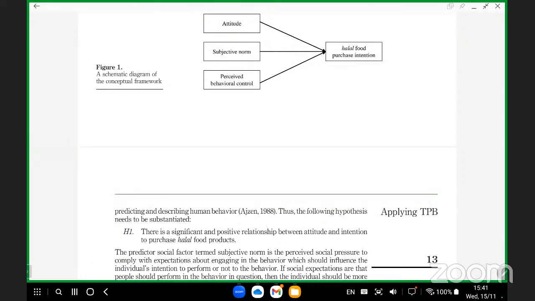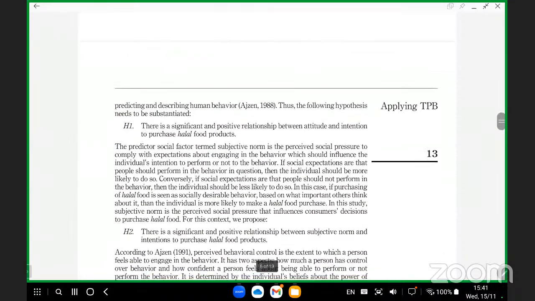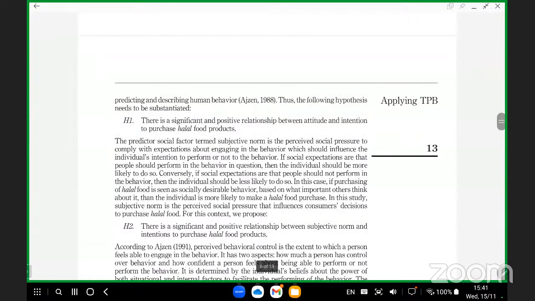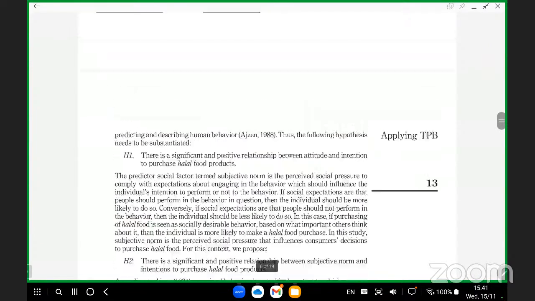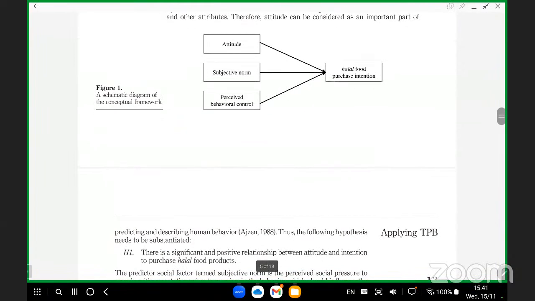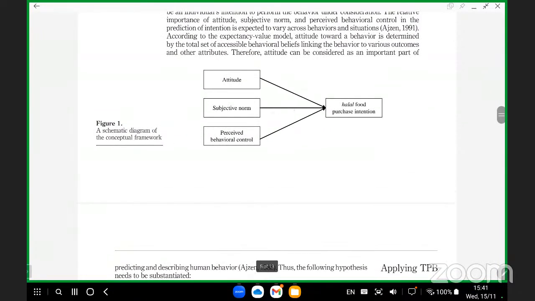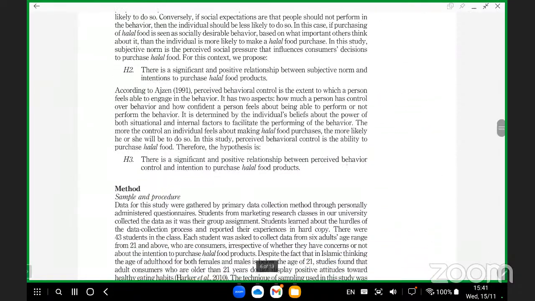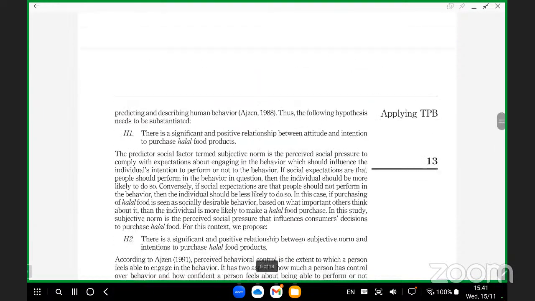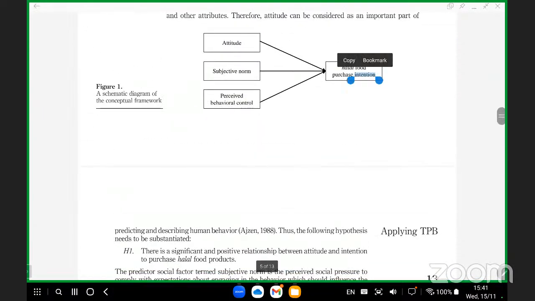Okay. Jadi hipotesis keduanya, there is a significant and positive relationship between subjective norm and intention to purchase halal food product. See, di sini kan, di subjective norm ini, kan nampak anak panahnya ke halal food product juga, ada intention juga, okay. And then hipotesis ketiga, there is a significant and positive relationship between perceived behavior control dan intention to purchase halal food product. Nampak kan yang ketiga? So itu dia. Itu macam mana membentuknya research framework dan juga hipotesisnya berdasarkan established theory.